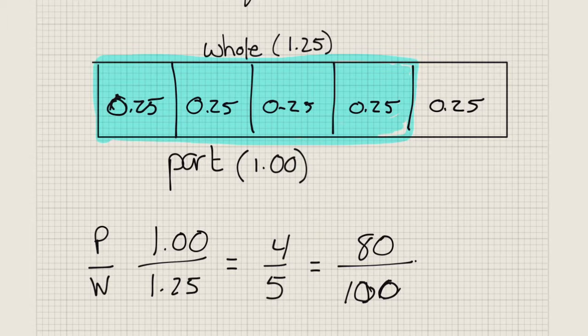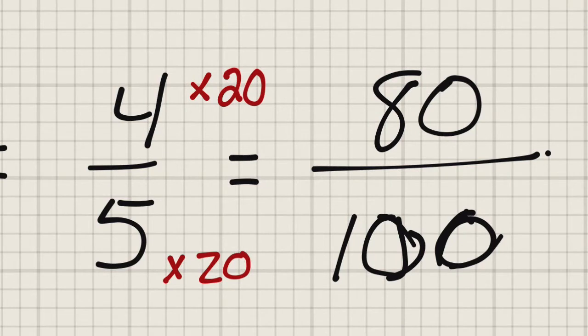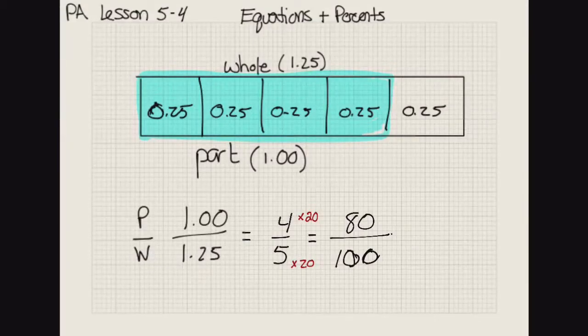And then how did I get from here to here? What did I multiply 5 by? Yeah, very good. I multiplied by 20. And what I do to the bottom, I must do to the top to maintain the value of the fraction. 4 times 20 is 80. So by diagramming this, I'm able to find the percent, 80 over 100, or 80%. So 1 is 80% of 1.25.